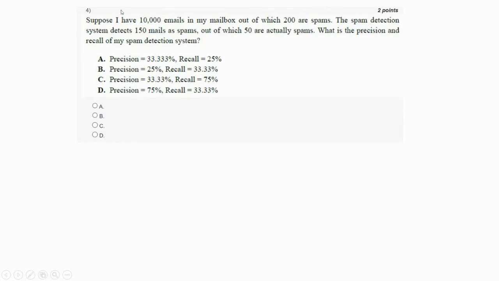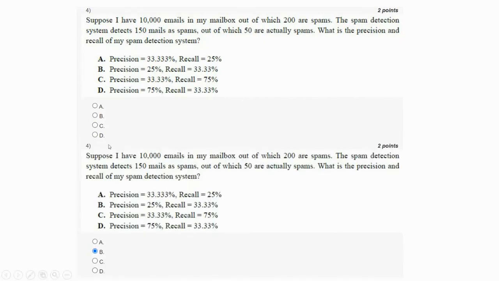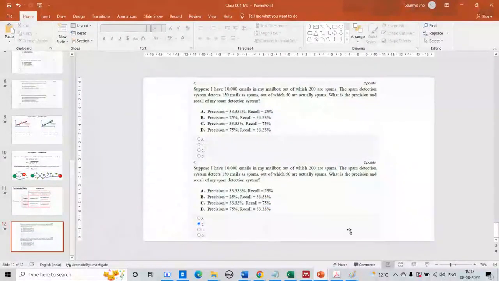It detected 100 other emails as spams which were actually not spams. So a total of 150 spams it detected, out of which 50 were correctly detected. The rest 100 do not belong to these 200. The rest 100 actually belong to the non-spam emails which it detected. Could you understand? Yes, ma'am. Is there any confusion? No, ma'am. Okay, so if that is clear, then the correct option should be A. I will change the slide for your understanding. That is all for today.